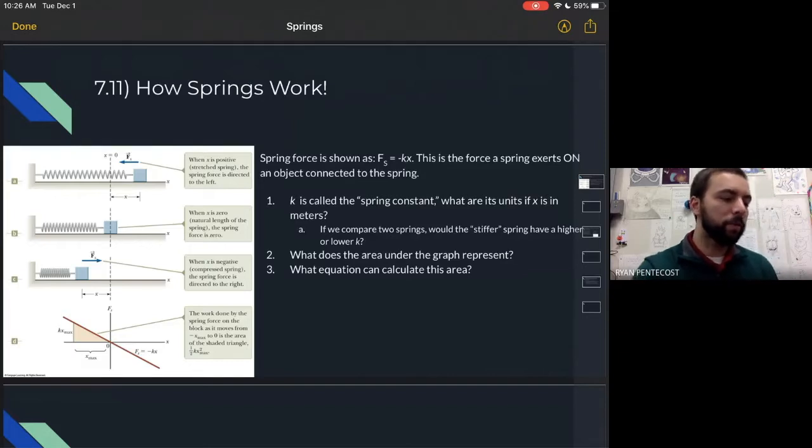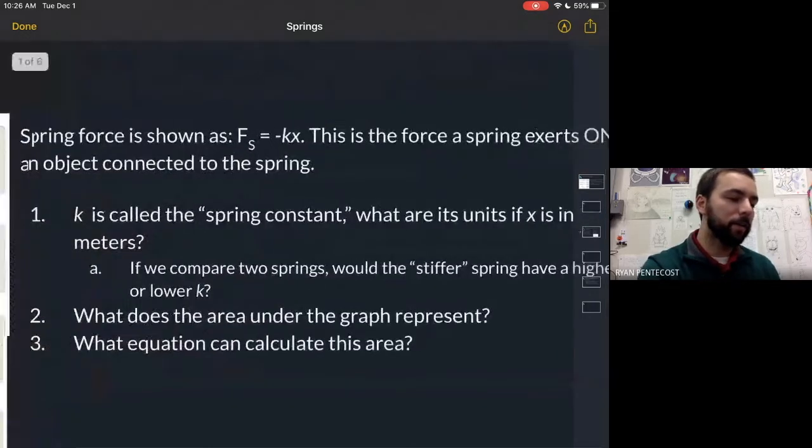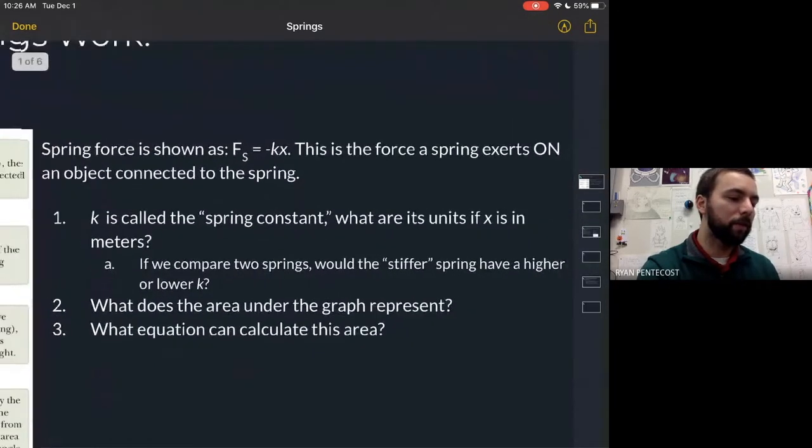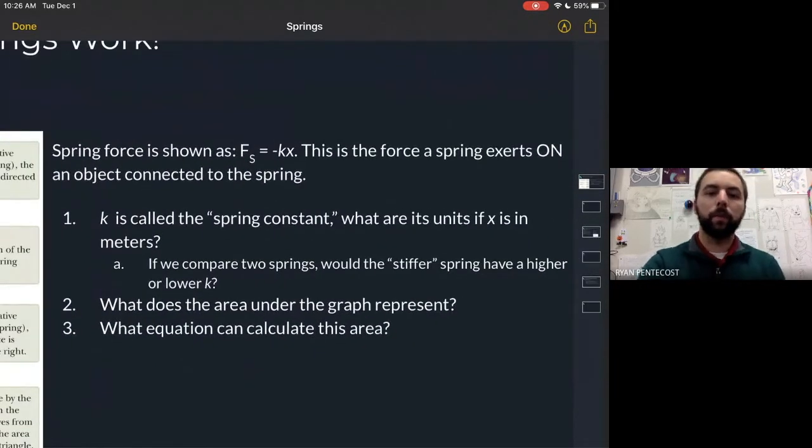Okay, so the spring force is shown as F of S equals negative kx. Okay, the k is a spring constant, we'll talk about in a second, and the x is the distance that the spring is either stretched or contracted from its equilibrium. So this is the force a spring exerts on an object connected to the spring.